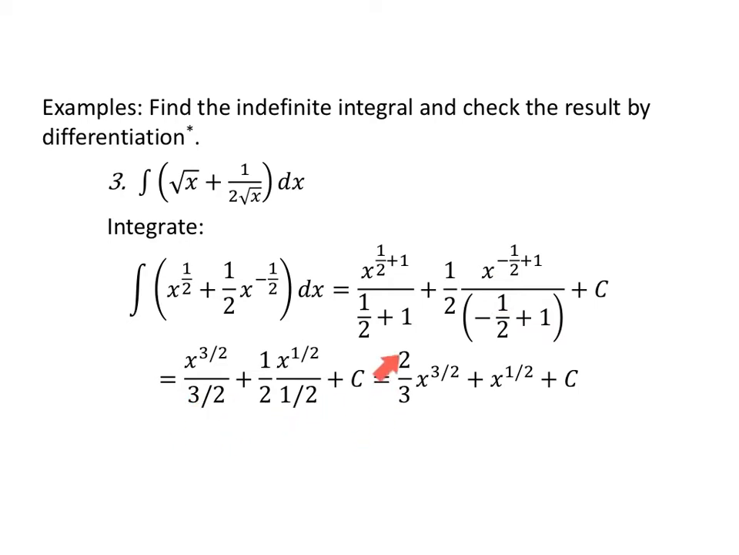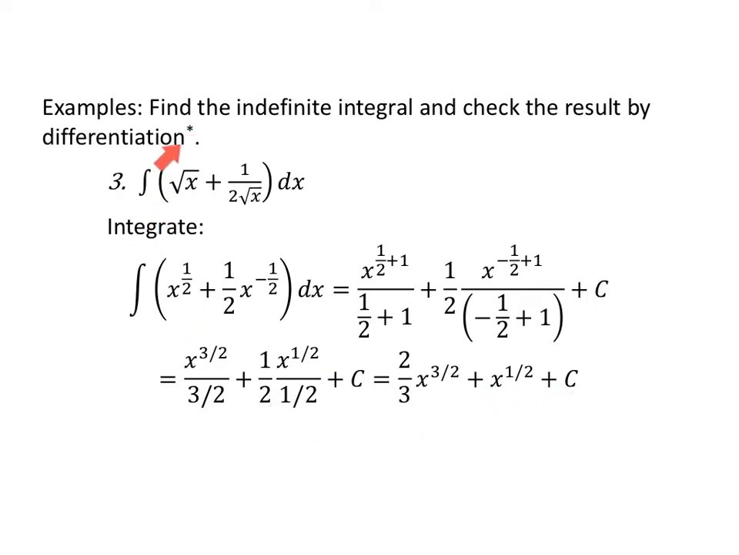Dividing by 3/2 is the same as multiplying by 2/3. So this will be 2/3 x to the 3/2. My 1/2 and dividing by 1/2, so that's multiplying by 2. So I have 1/2 times 2. That makes a 1, x to the 1/2 plus c.